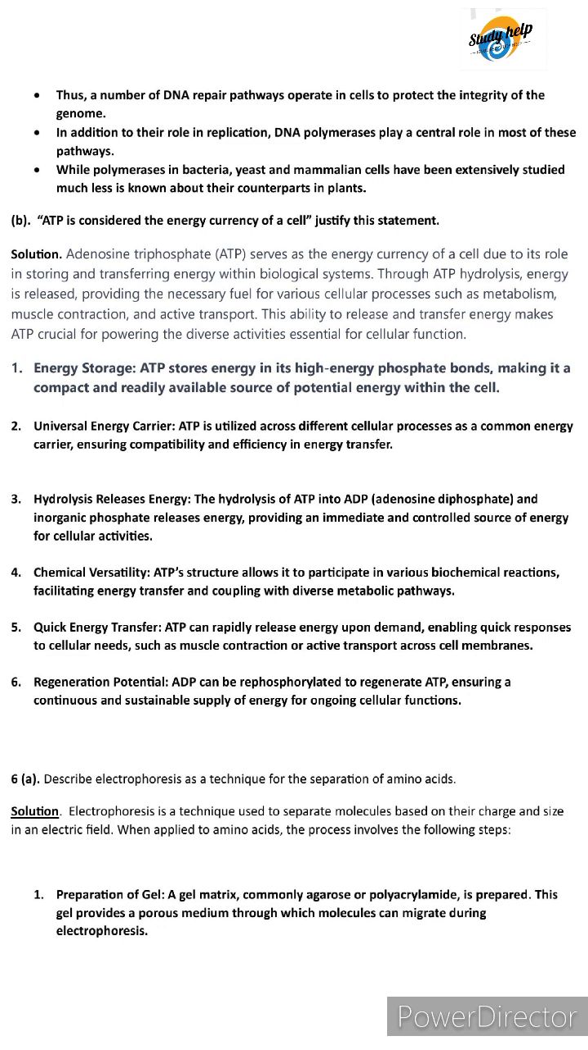2. Universal energy carrier. ATP is utilized across different cellular processes as a common energy carrier, ensuring compatibility and efficiency in energy transfer. 3. Hydrolysis releases energy. The hydrolysis of ATP into ADP, adenosine diphosphate, and inorganic phosphate releases energy, providing an immediate and controlled source of energy for cellular activities.